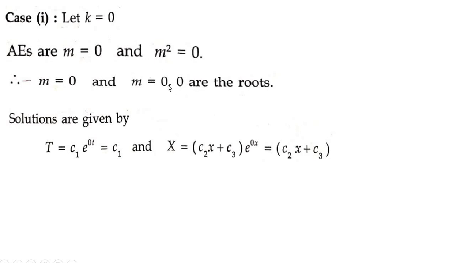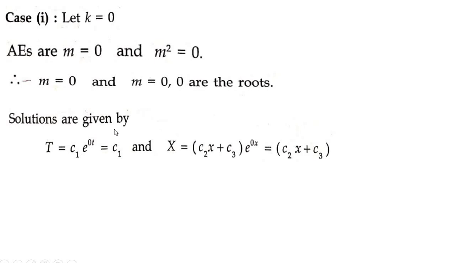Whereas for the second one you have real and equal roots. m is equal to 0, 0 are the roots. So therefore capital X is equal to c1 plus c2x into e to the power 0 into x. c1 you have already written, so that will be c2 plus c3x into e to the power 0x. e to the power 0x is equal to 1. So you get c2 plus c3 into x. Here it is written c2 x plus c3. No problem, that is also right.